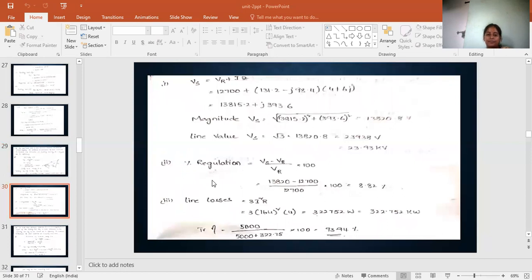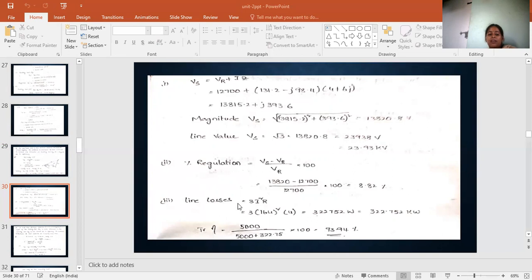Okay, so we can find out the percentage of regulation. Vs equal to 13,820 per phase, we can calculate, and the three phase also. So 13,820 minus 12,700 divided by the Vr value 12,700, that is nothing but 8.82. The percentage regulation is 8.82.